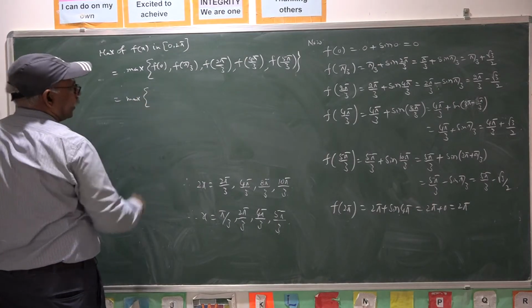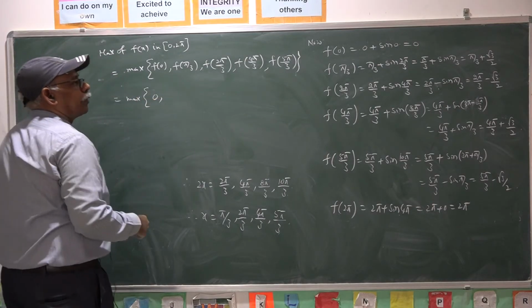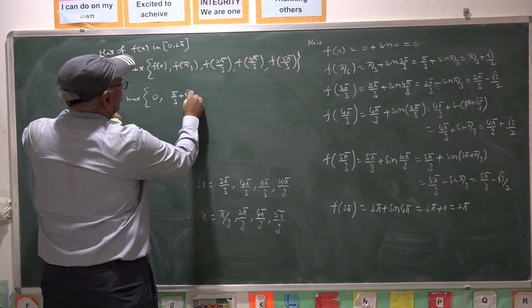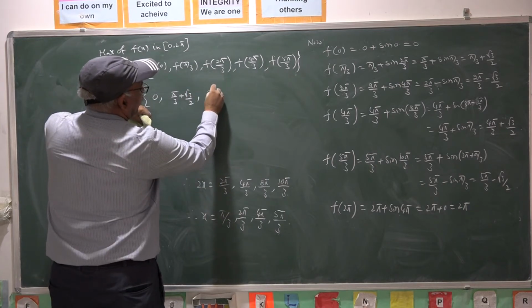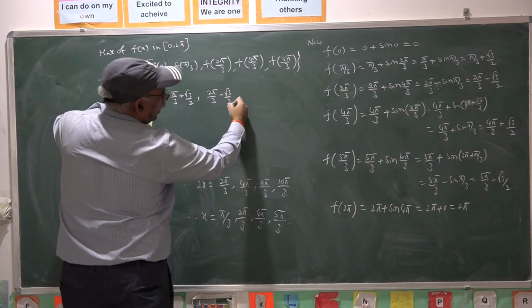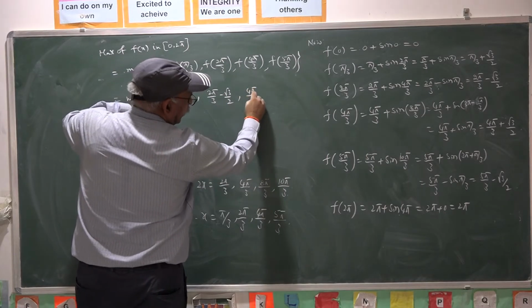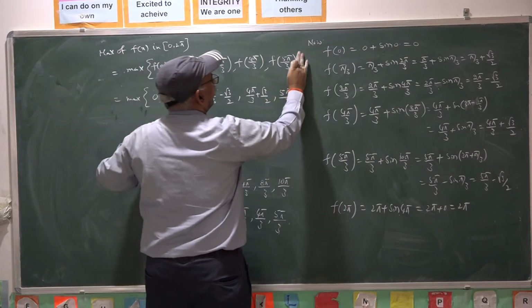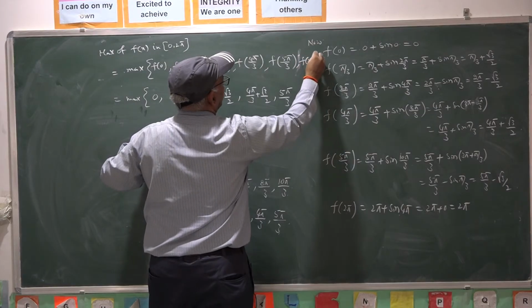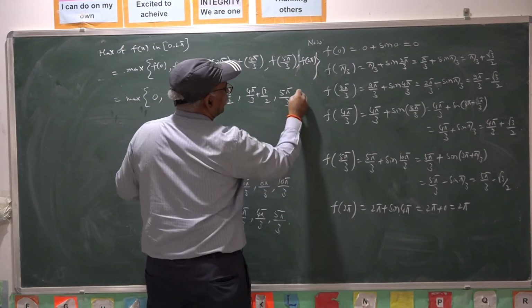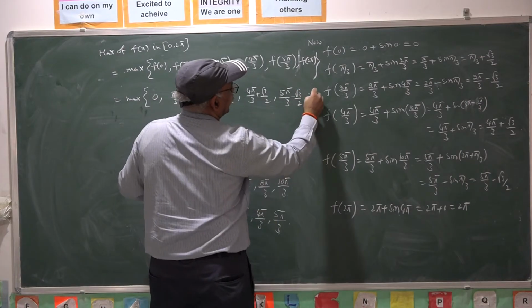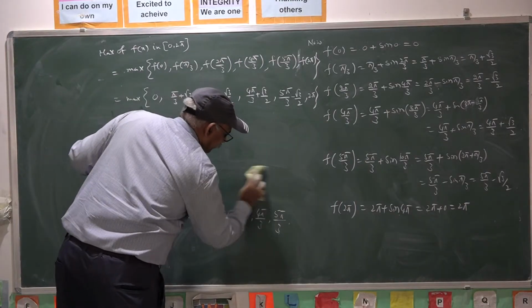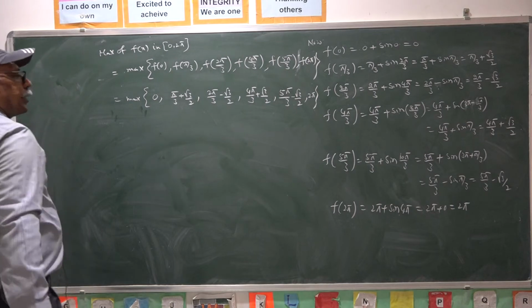That is the maximum of f of 0, which is 0, f of pi by 3, that is pi by 3 plus root 3 by 2, f of 2 pi by 3, that is 2 pi by 3 minus root 3 by 2, f of 4 pi by 3, that is 4 pi by 3 plus root 3 by 2, f of 5 pi by 3, that is 5 pi by 3 minus root 3 by 2, and f of 2 pi, which is 2 pi. Out of all these, the maximum is to be considered.